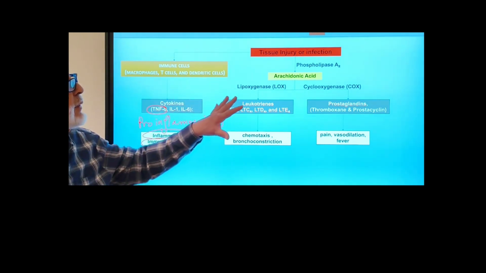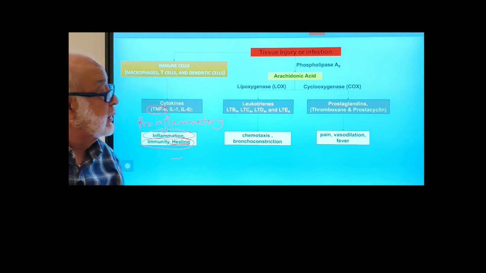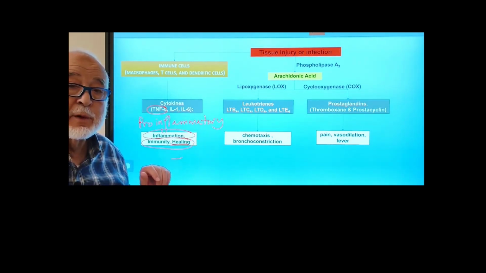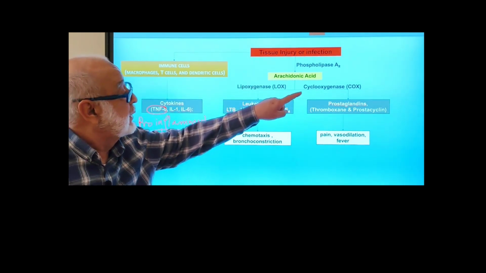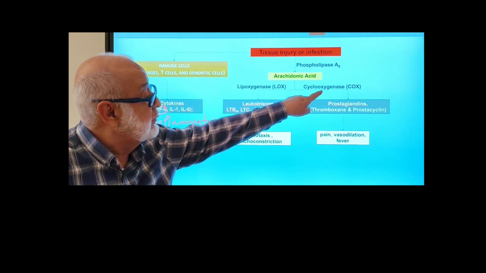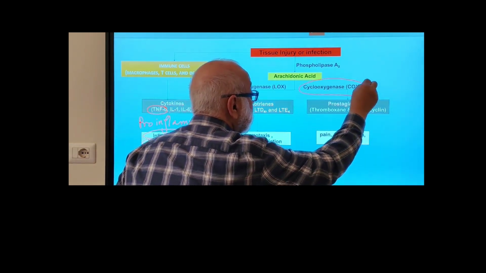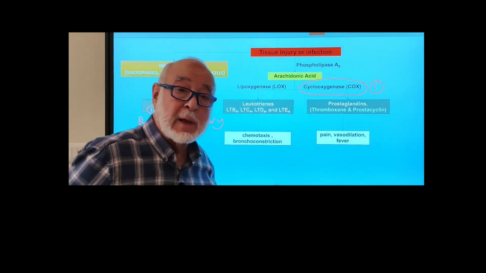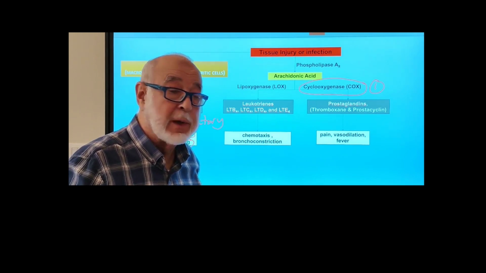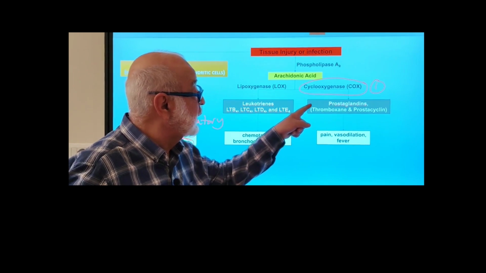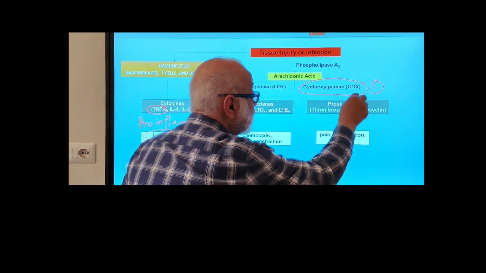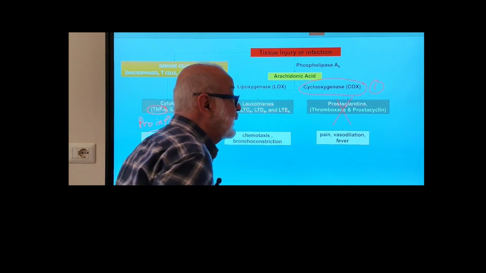So, how can we treat inflammation? How can we treat inflammation at different steps? We can treat inflammation by inhibiting the cyclooxygenase. If we inhibit the cyclooxygenase enzyme, like aspirin does, aspirin-like drugs, like ibuprofen, etc., they inhibit cyclooxygenase, and they prevent production of prostaglandin.